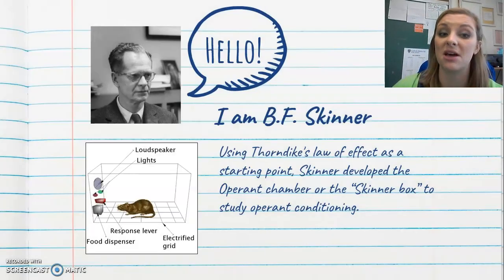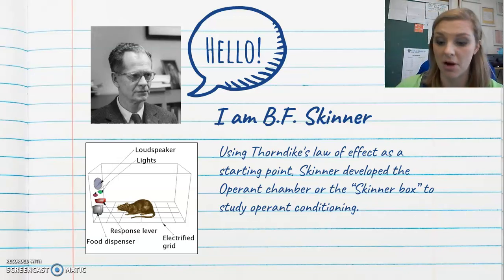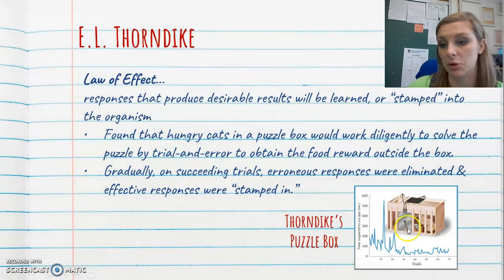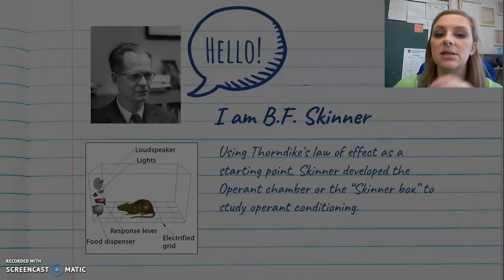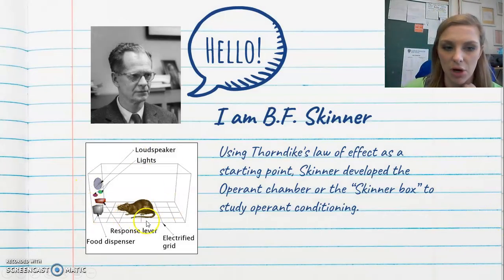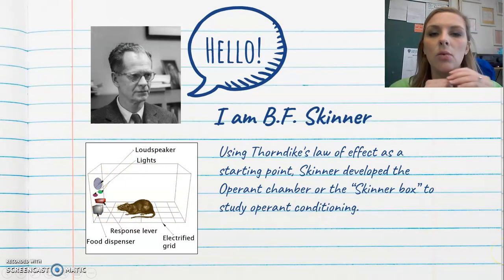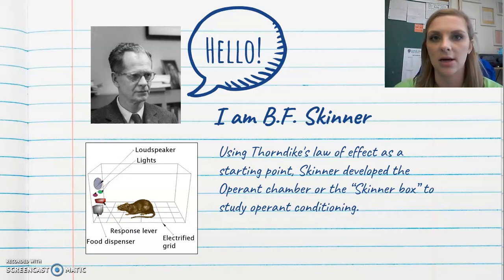The next person is B.F. Skinner. B.F. Skinner built on Thorndike's law of effect. And what he did is he developed a different box. So Thorndike used a puzzle box. So here it is down here. Skinner used the Skinner box or the Operant Chamber, which is over here. And he wanted to study this idea of operant conditioning, this idea of reinforcement and punishment.